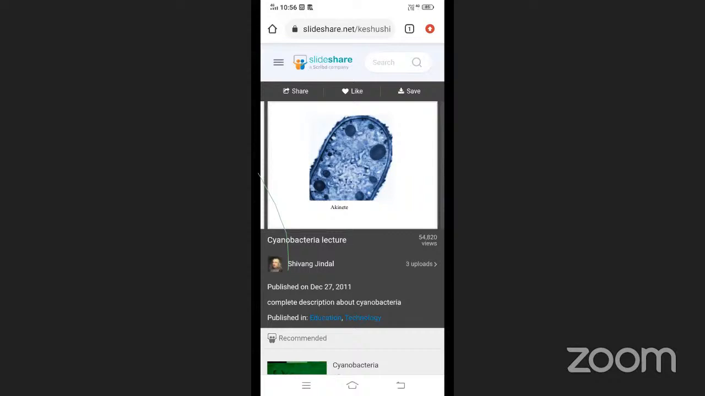Structure of virus, reproduction of virus, transmission of virus, general characters of cyanobacteria.